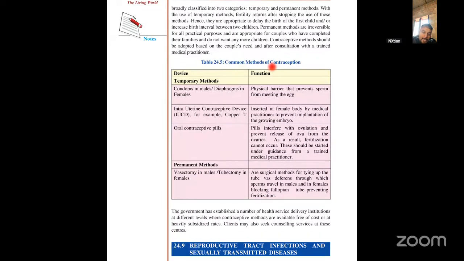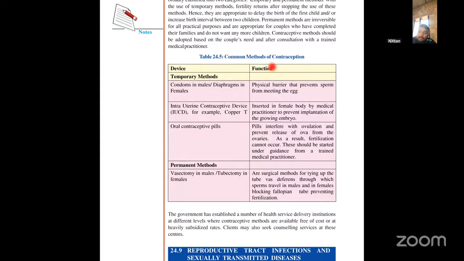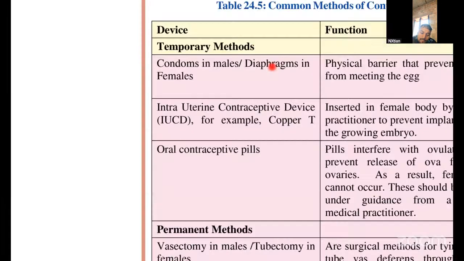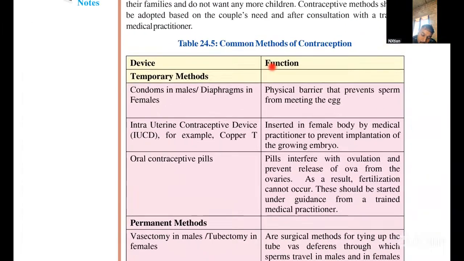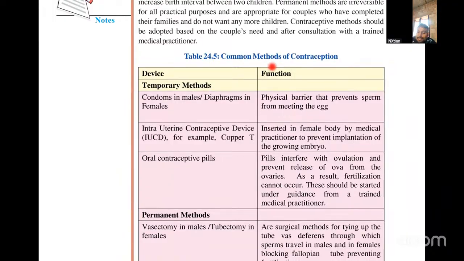So we have different barrier methods like condoms or the diaphragm in females. It's a physical barrier so that the sperm will not travel in the female body, and if the sperm does not travel, the egg will not fertilize, hence the baby will not form. IUCD, which is called the intrauterine contraceptive device, also called copper T, is placed inside the female body. The copper T is responsible for slow movement of sperm, so the sperm will move slowly and will not reach the egg, and fertilization will not happen.